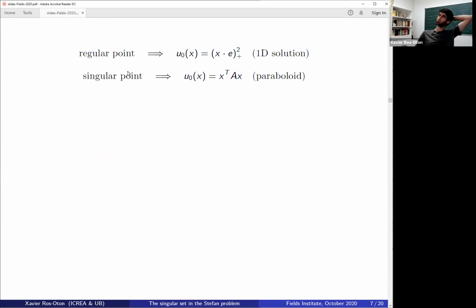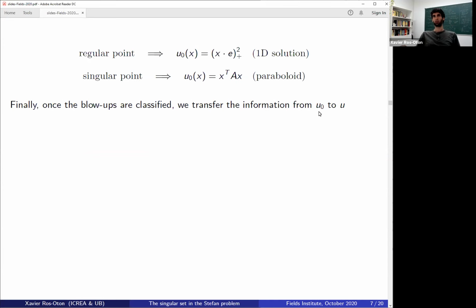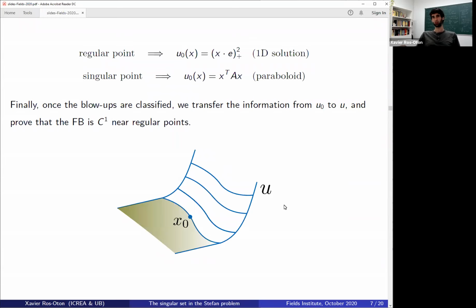Once you have this classification, the implication is the opposite, in a sense. Morally you are doing this implication, but the proof goes the other way around. You do blow-ups, you have these two possibilities, and then you want to prove that this implies that the point is regular. We want to transfer the information from u0 to the original function u. If I get this blow-up, then the free boundary is C1 near regular points, and it looks like this. If you have a 1D solution of this type, then what you encounter before the blow-up was something like this. This is the picture that we have at regular points, and this is well understood since the 70s with the theorem of Caffarelli.